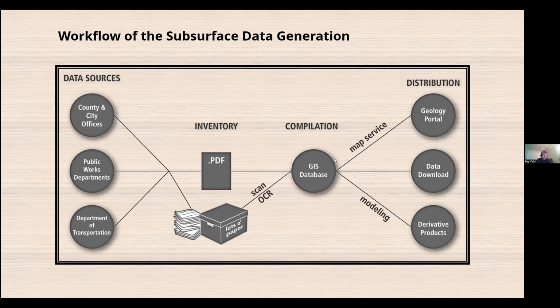So what we can do from this, we have so far tested a map service, like a geology portal. In the portal we make the data public as soon as we edit and extract the information and it's ready to go to the public. It goes to the portal, and then it's downloadable. And then we do some derivative products, which I will talk about in a minute.